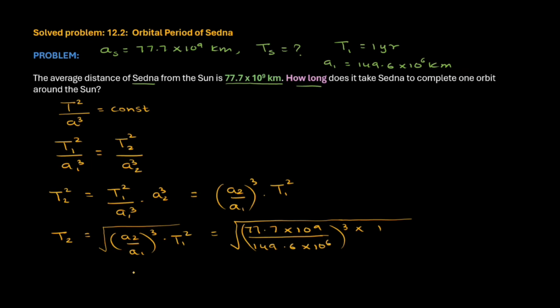And when you solve this, you get the orbital period of Sedna to be equal to 1.18 times 10 to the power 4 years. Since we kept the value of time T1 over here in terms of years, I did not convert this to seconds. My final answer will also be in years.